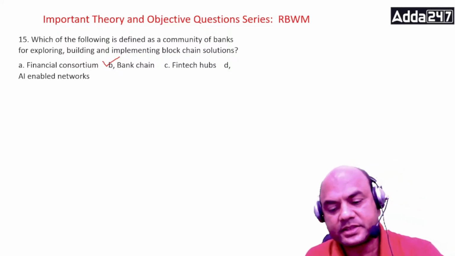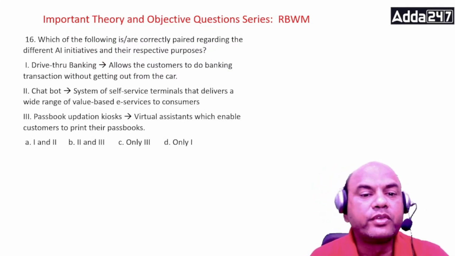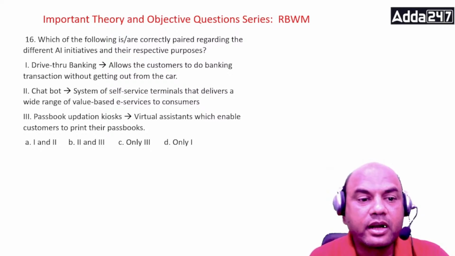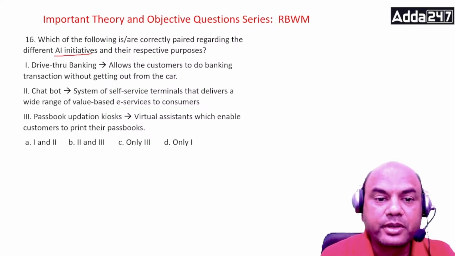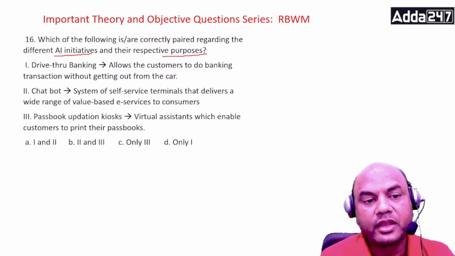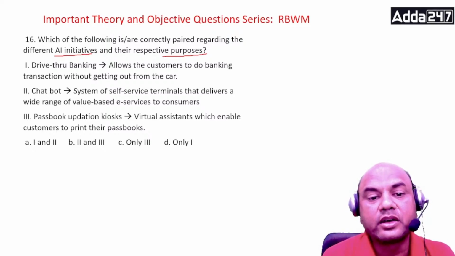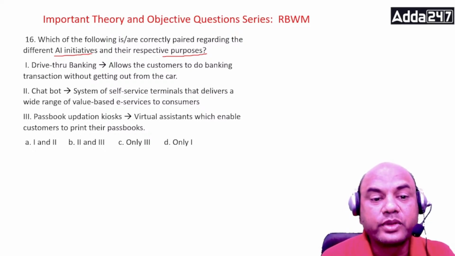Move on. Next: which of the following are correctly paired regarding the AI initiatives and their respective purposes? So, AI initiative and a purpose. Purpose means what is the objective of that? Drive-through banking allows the customer to do banking transactions without getting out of the car.